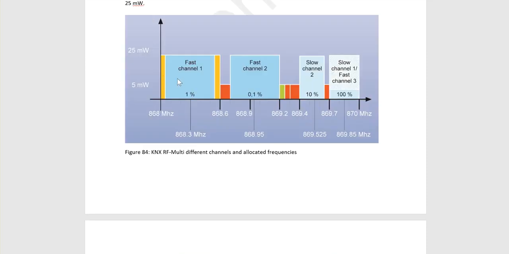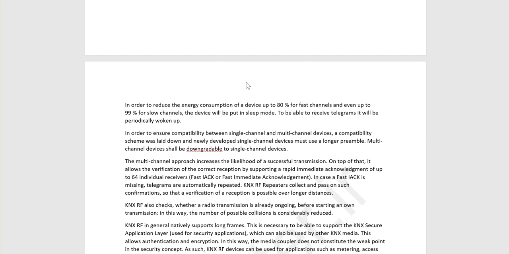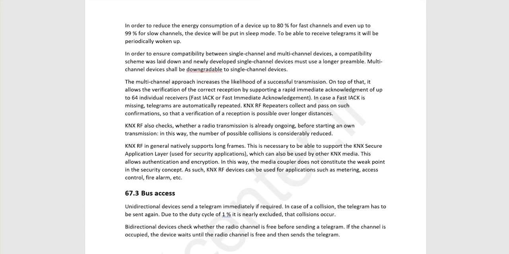In this picture, you can see the KNX RF multi-channel differences and allocated frequencies. You can see fast channel 1, with the frequency between 868 and 868.6 MHz, the amplitude, and fast channel 2, the slow channel, and the combination of slow channels.